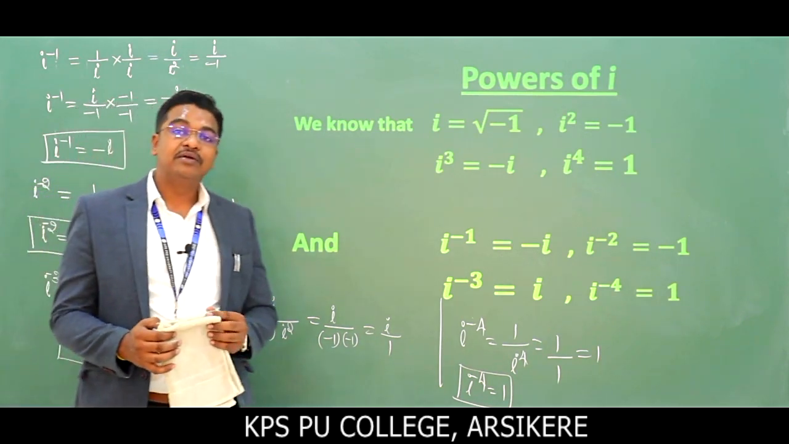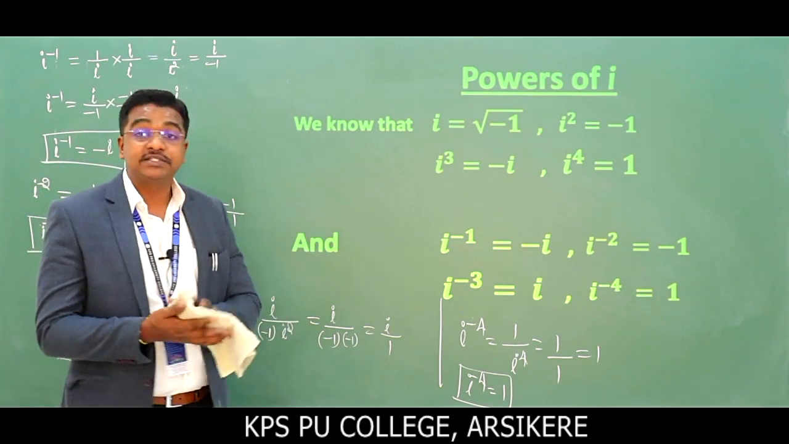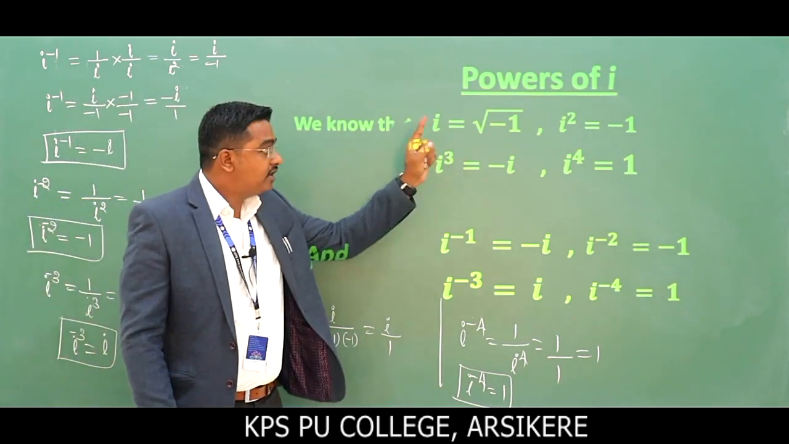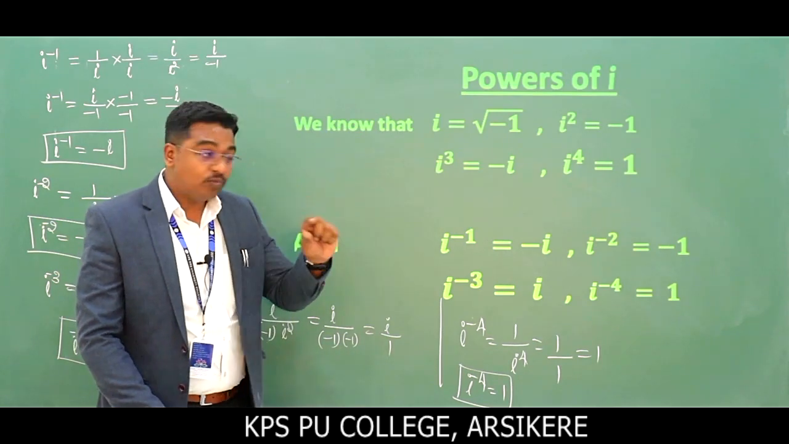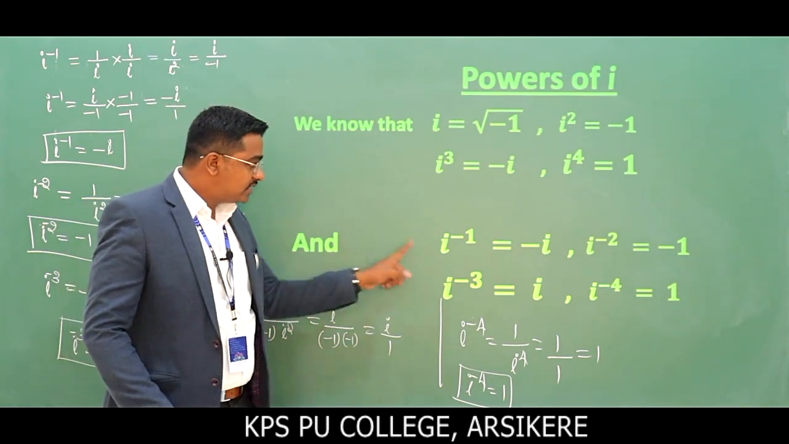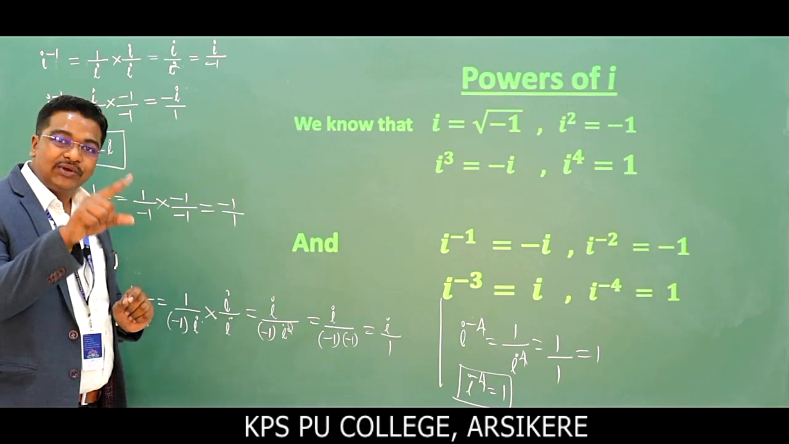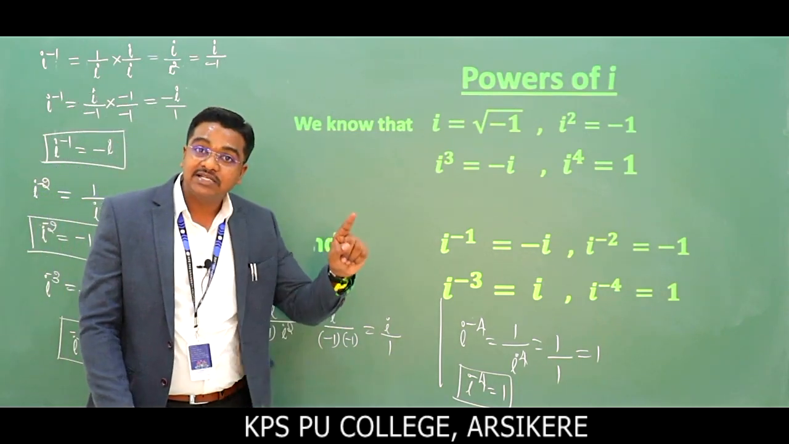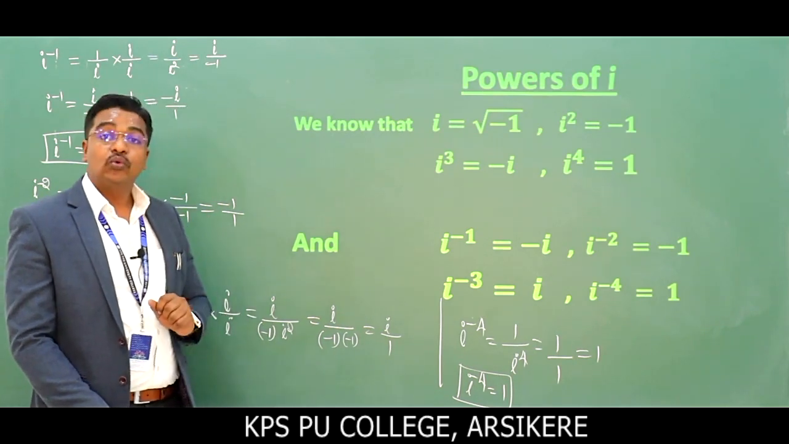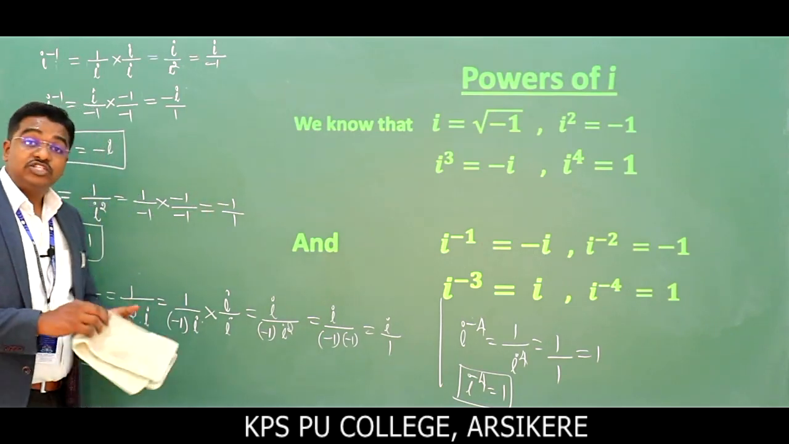Now dear students, I would like to give 2 important notes on powers of I. Okay, understood? I is equal to square root of minus 1, I square is minus 1, I cube is minus I, and I power 4 is equal to plus 1. So what about this? I power minus 1 is equal to minus I, I power minus 2 is equal to minus 1, I power minus 3 is equal to I, and I power minus 4 is equal to 1. So take a note, and these two are very important.